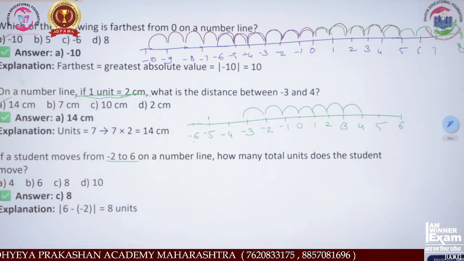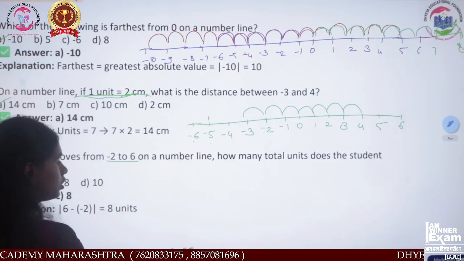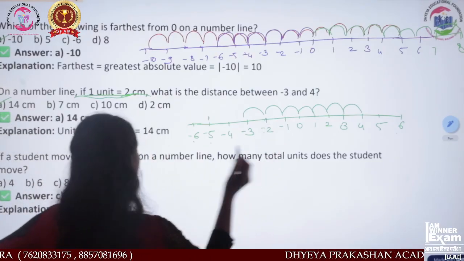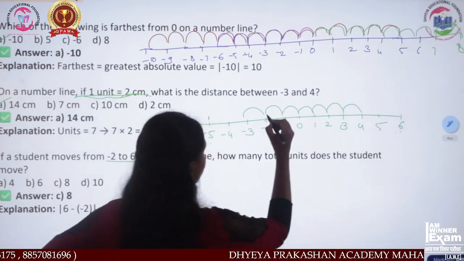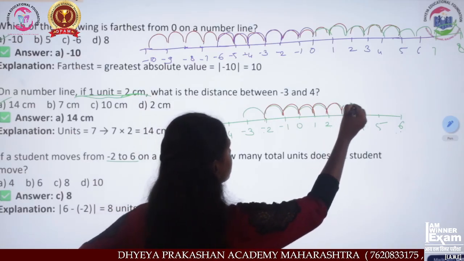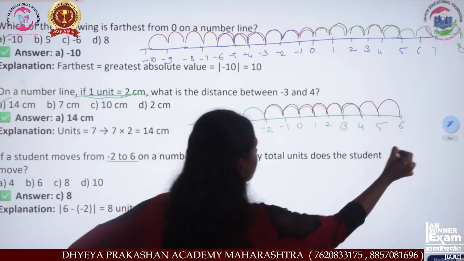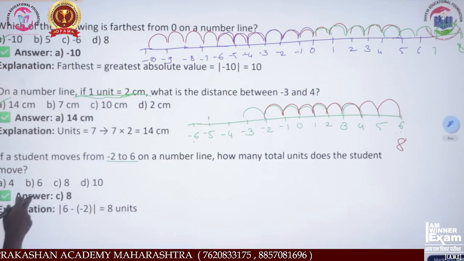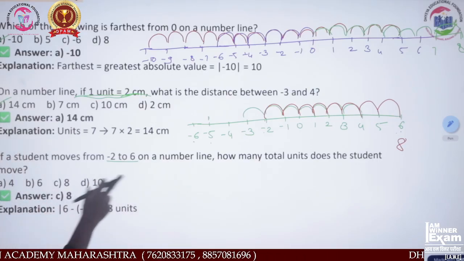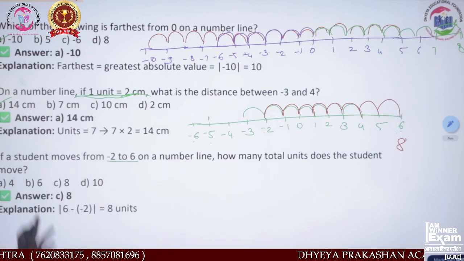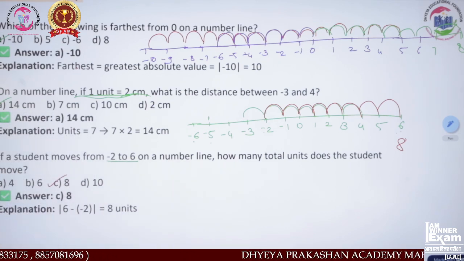how many total units does the student move? Now we have to just count how many units it moves. So -2, where is -2? Here. And where is 6? Here. So let's just calculate. 1, 2, 3, 4, 5, 6, 7, 8. 8 units. So how many total units does the student move? The student moves 8 units. So answer C will be your answer.